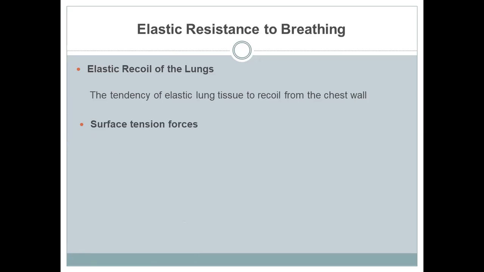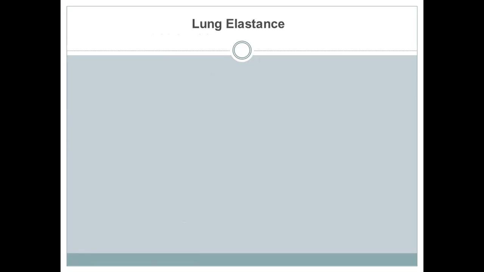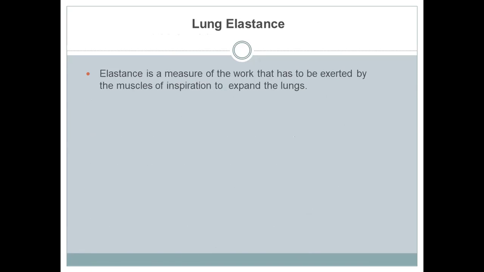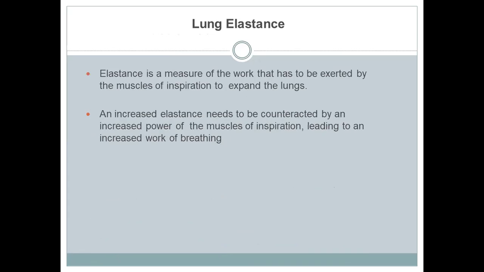The second important factor which it has to overcome is the surface tension, which I have already discussed in a separate session. The lung elastance is the measure of the work that has to be exerted by the muscles of inspiration to expand the lungs. So these muscles have to work more to expand the lungs. That increased elastance needs to be counteracted by increased power of the muscles of inspiration. So if increased elastance is needed, you have to increase the power of the muscles of inspiration, and that can lead to increased work of breathing.